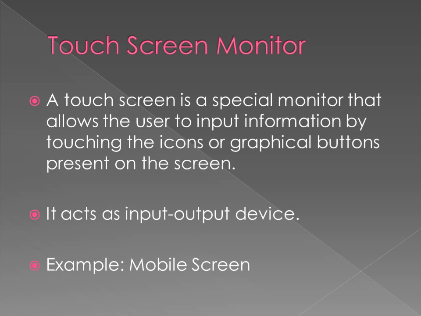Next output device is touch screen monitor. A touch screen is a special monitor that allows the user to input information by touching the icons or graphical buttons present on the screen. It acts as an input-output device. Basically, our mobile screen is an example of a touch screen monitor.